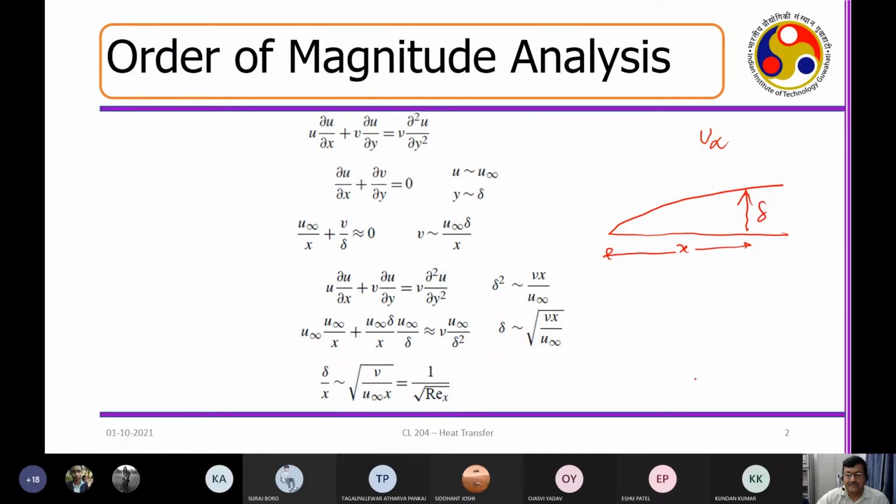So just by doing a very simple order of magnitude analysis, I can tell that delta will be a function of 1 by Reynolds number to the power half, in case this is a laminar flow. So you can see a very cute and simple derivation can give me the same conclusion that we got with the boundary layer theory.